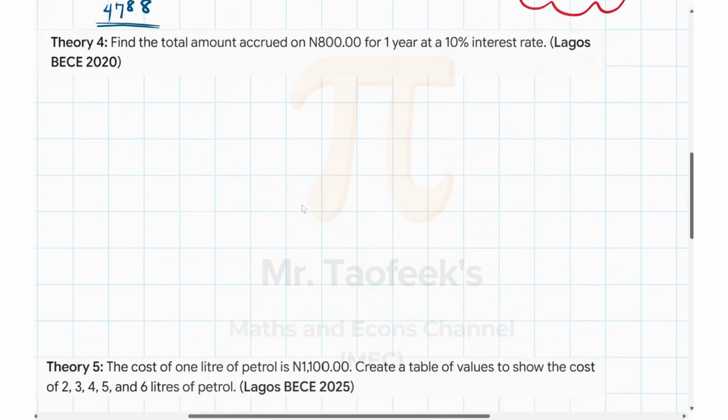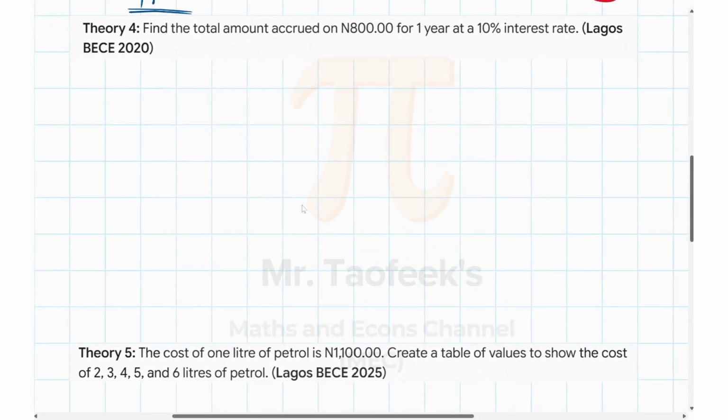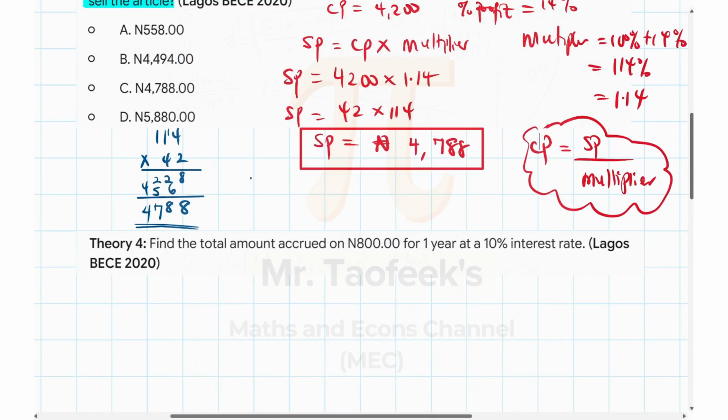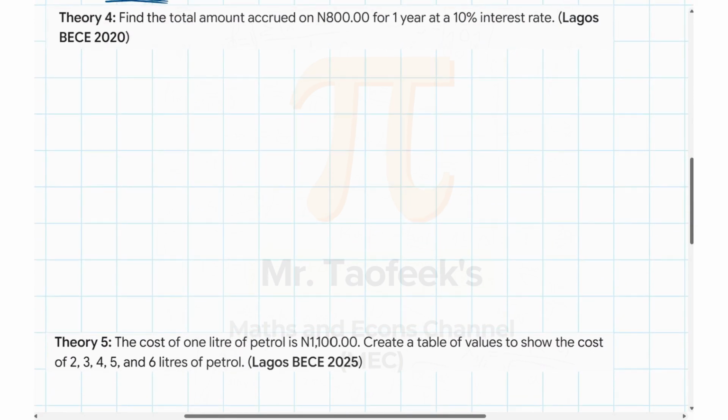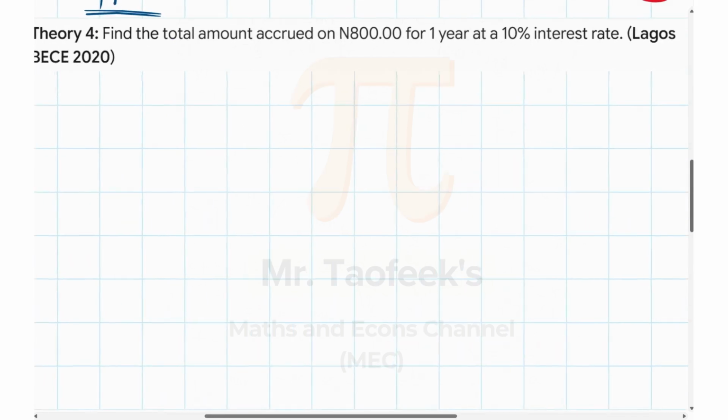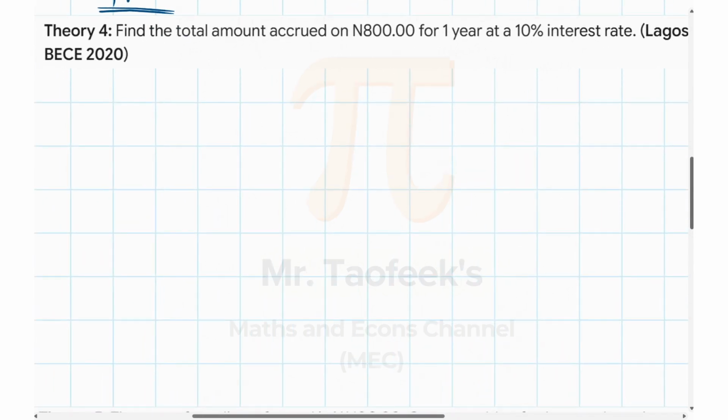So without wasting further time, the first theory question here says, find the total, excuse me, we didn't mark the option here. The option is C. Yes. Okay, now the next one says, find the total amount accrued on 800 Naira for 1 year at a 10% interest rate. This is a past question from 2020. Okay, so find the amount accrued.